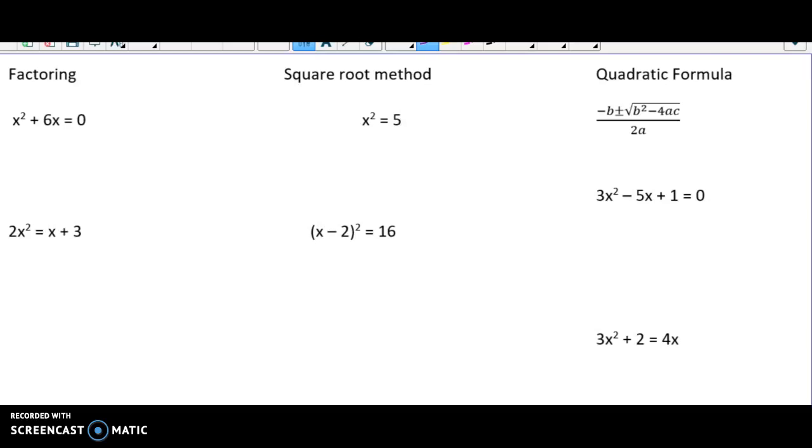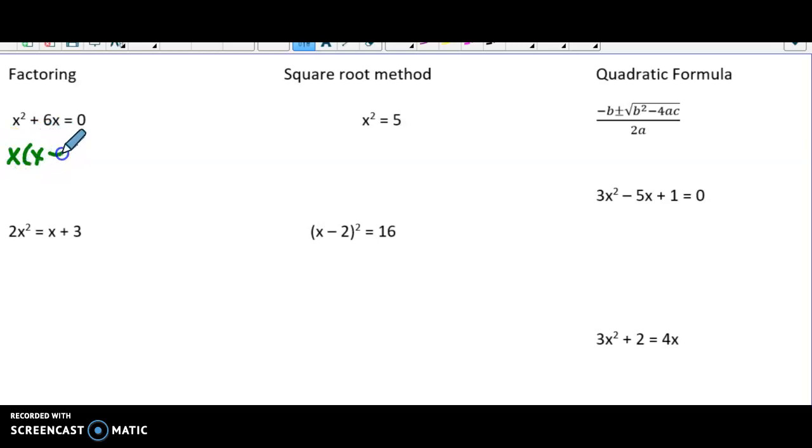Okay, guys, before we go on to solving a quadratic inequality, I want to remind you how we solve quadratic equations. There are a few methods that we've done in class. Factoring, of course, is the quickest if you can recognize that it can be factored.